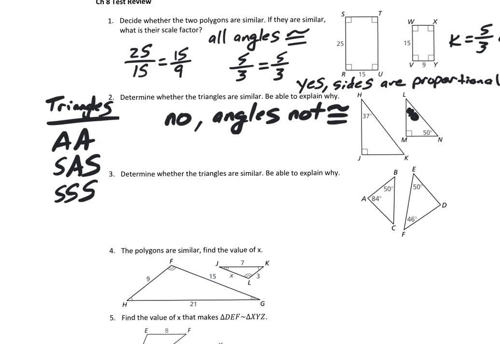Don't just say yes or no. Okay, tell me a little bit about why you think it's yes or no. If you would say yes, then you could say yes because of angle, angle, or yes because of whatever theorem that you're using.